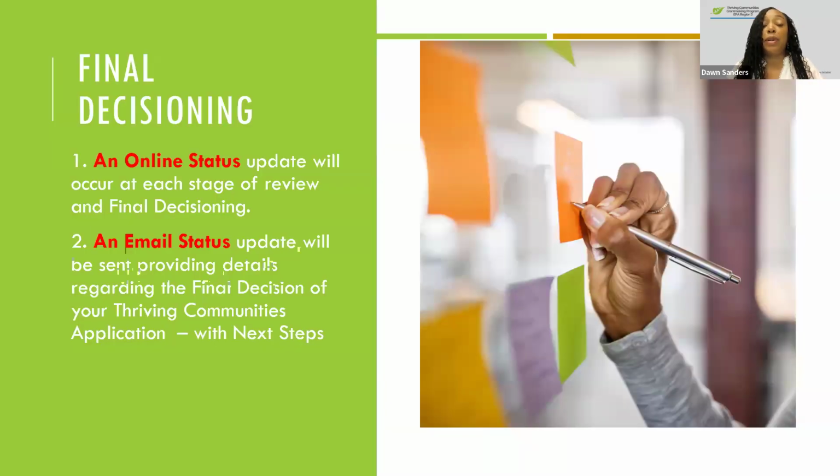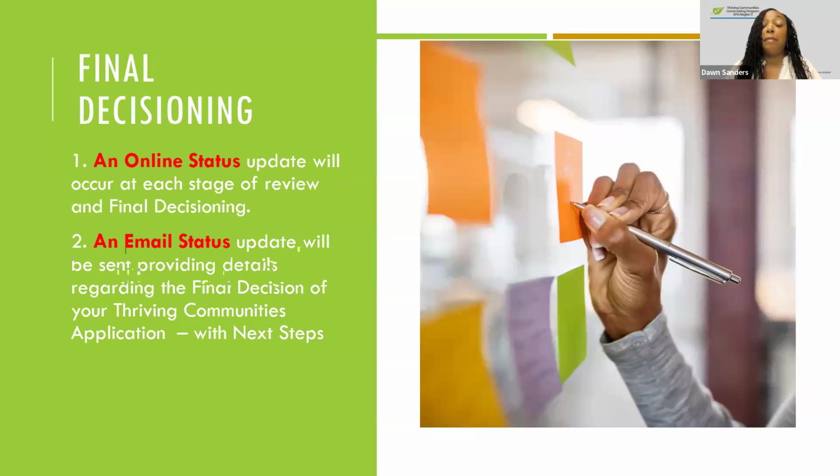So just as a recap, your final decisions will be an online status throughout the application review process. Again, you'll have a threshold review. You'll have a team of three external reviewers who will review your application and score it. And then you will have a final team that will review your application and make a final decision, based on scores and feedback, of whether or not your application is approved or denied.